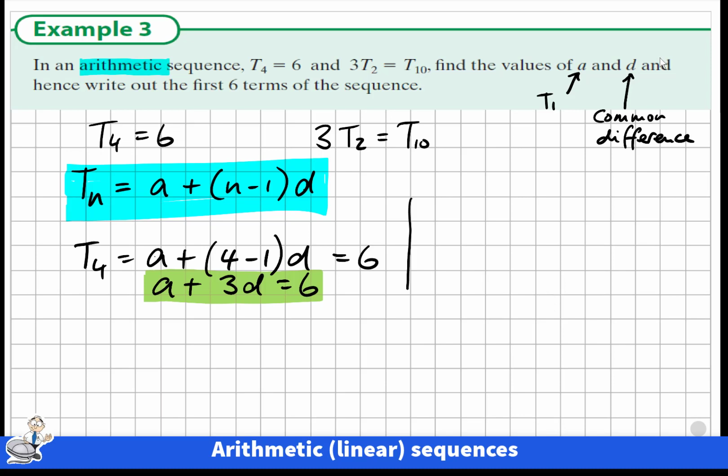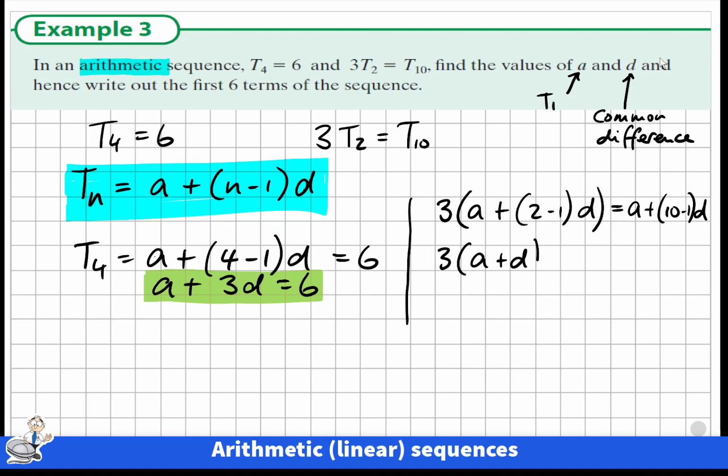It then tells me that 3 times term 2, so that'd be 3 times (A plus 2 minus 1 times D), must be equal to term 10, which is A plus 10 minus 1 times D. So I'm just going to neaten this up. 2 minus 1 is 1, so 3 times (A plus D) is equal to A plus 9D. So that's 3A plus 3D is equal to A plus 9D.